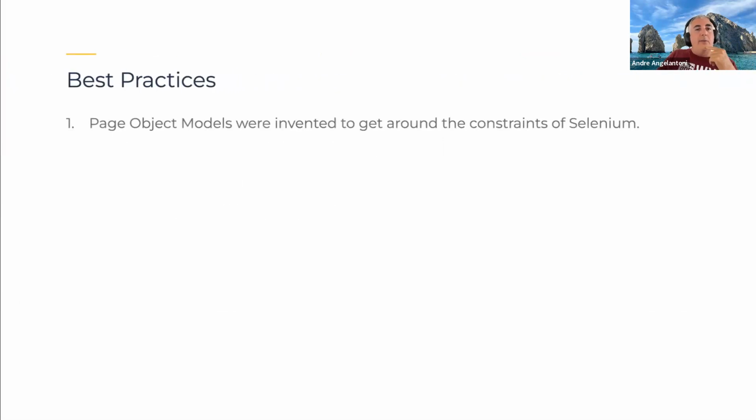Okay, so let's take a look at some best practices. There are a lot of testers out there who only do page object models. And it's interesting to go into the history of why they were created. I'm not ragging on page object models, okay? There are times when they're very useful, but in reality, they were invented to get around the constraints of Selenium.